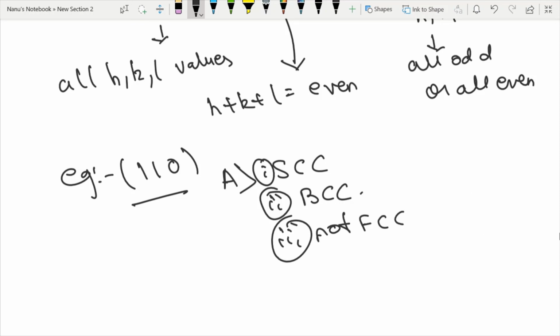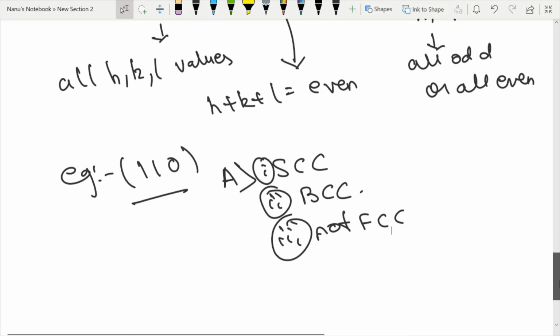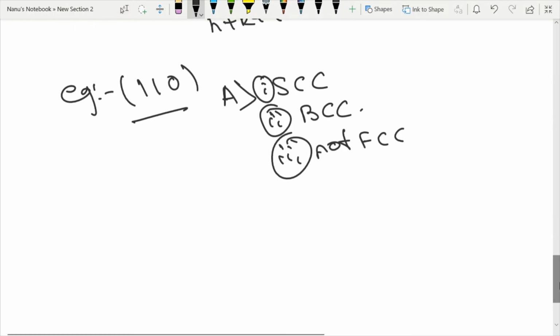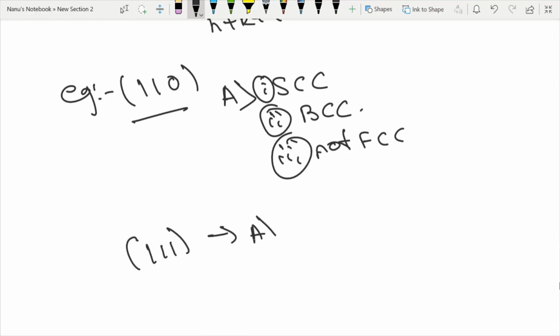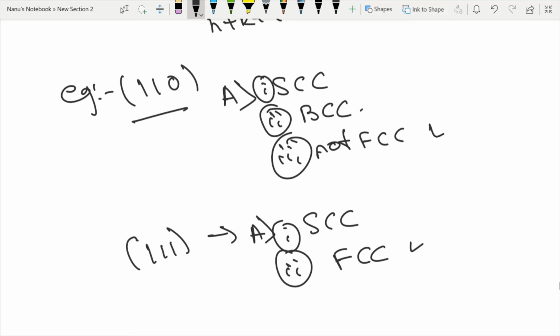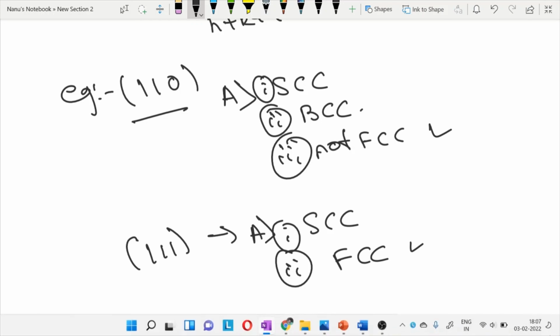And over here I'll just give some more examples of this, 1 1 1. SCC will obviously be there. For BCC, the H plus K plus L value has to be even, otherwise BCC cannot hold, so it won't be BCC. But FCC should be all odd or all even, and this is all odd, so FCC will be valid. So with that we have covered all the different types of problems.